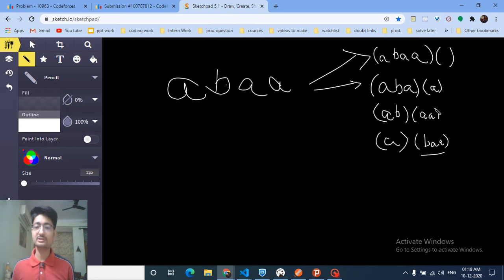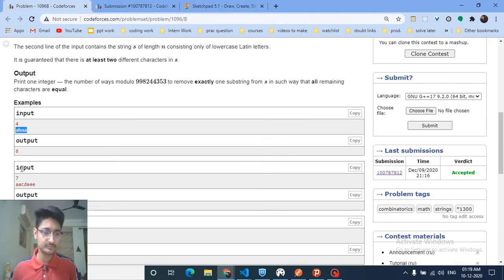Because the last two characters are the same, what you can also do is take out this substring, just B, and thus AAA is remaining. You can also remove the substring AB, so this AA is remaining. Now if you again take anything, then it will be this substring only. So the answer is 6, as you can see. The total answer is 6 in this case.